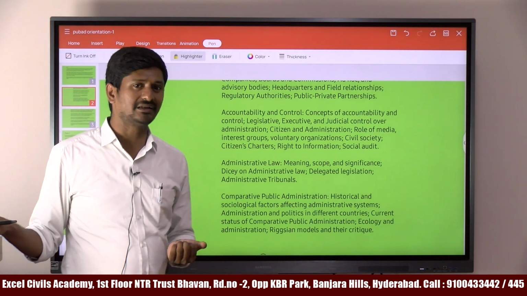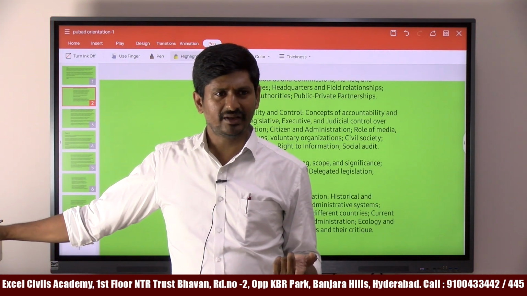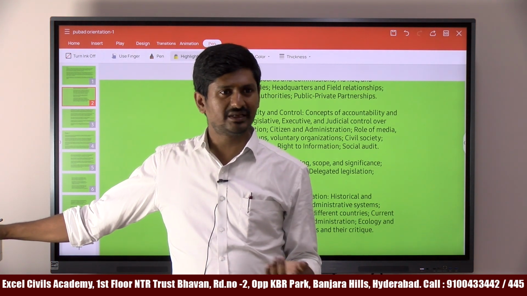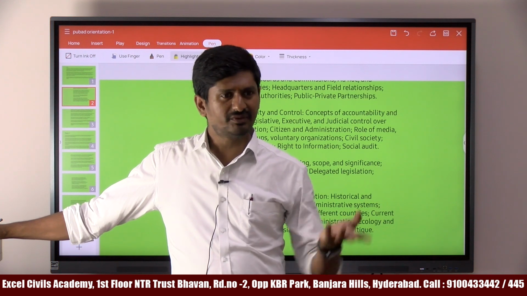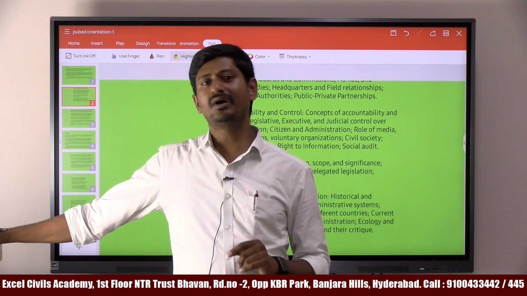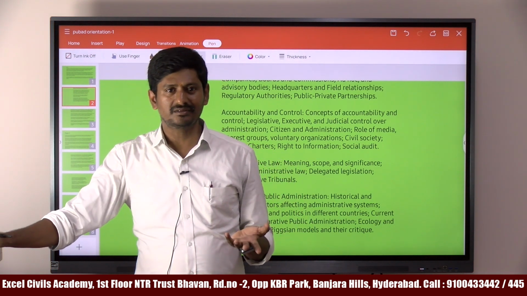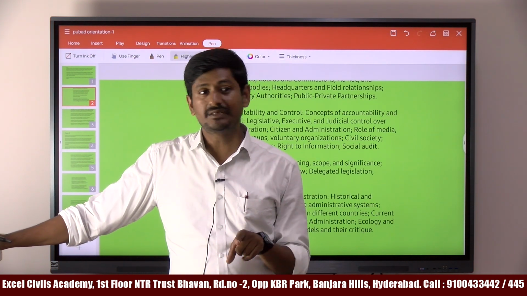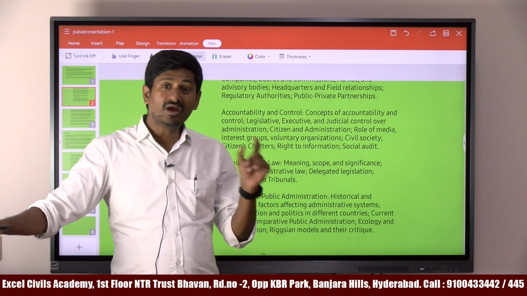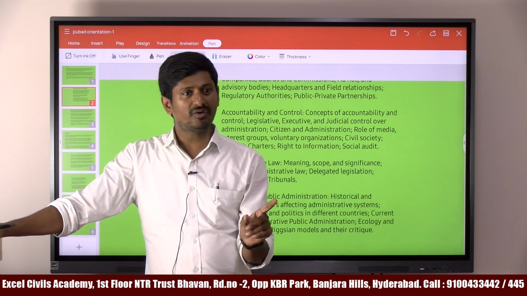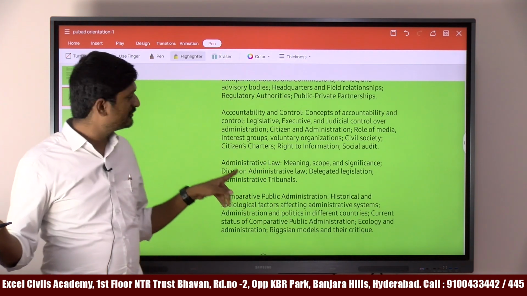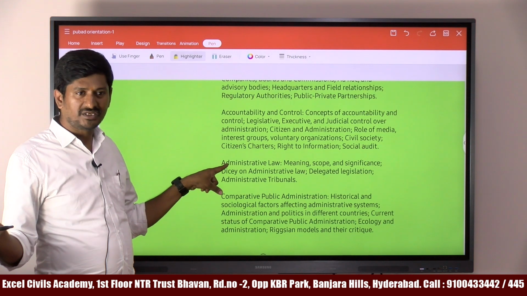For example, you take CAT. Have you seen the newspaper? IAS officers approached the CAT. Some IAS officers are saying we don't want to go to Andhra Pradesh, we want the Telangana cadre itself. Who has taken the matter into cognizance? CAT, the Central Administrative Tribunal. That system has been inspired from which system? The French system. And we are implementing both: the judiciary, that is rule of law, as well as separate tribunals for the administrators. So all these things will be studied in administrative law.